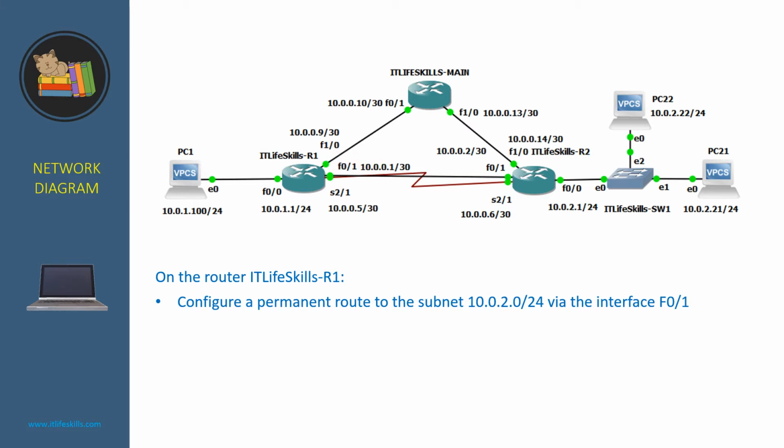The problem is that the Ethernet connection is so unstable, it is flopping all the time, which makes the IT Life Skills R1 remove the static route when the connection is down and then reinstall it when the Ethernet connection is up. To avoid that situation on the IT Life Skills R1, we want to configure a permanent route to the subnet 10.0.2.0/24 using the Ethernet connection.